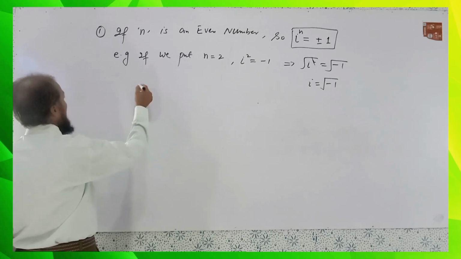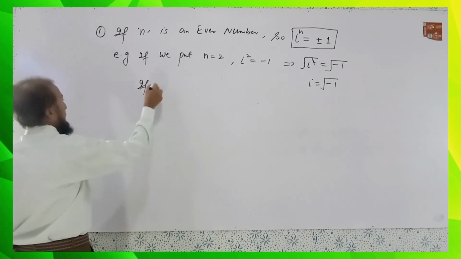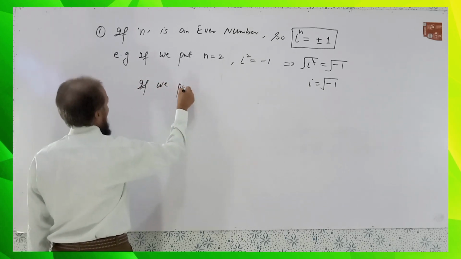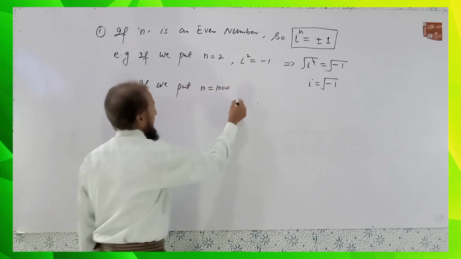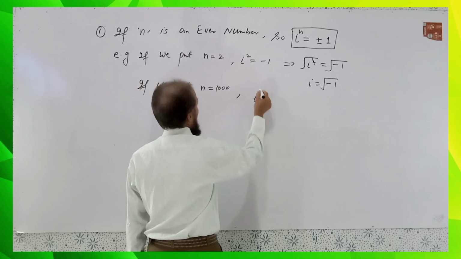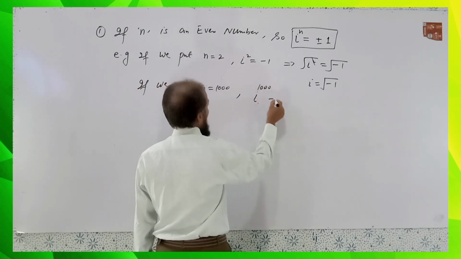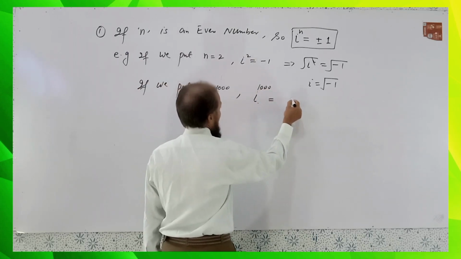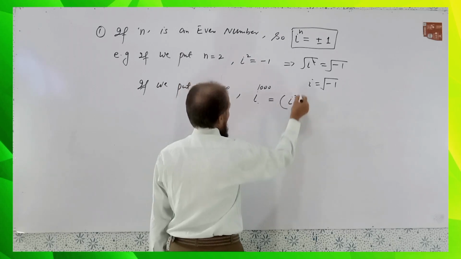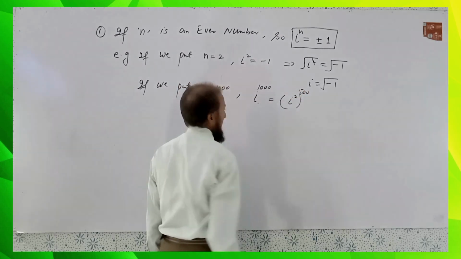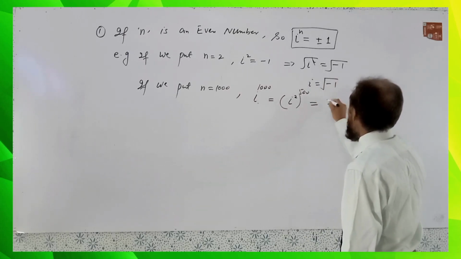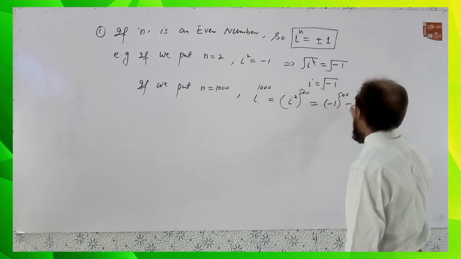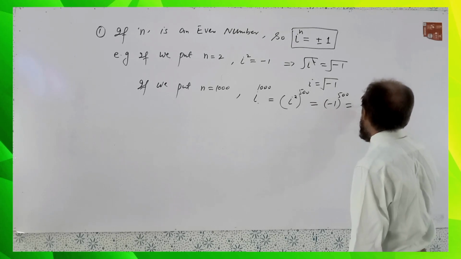So now, for example, if we put n equal to 1000, how can we derive this? Iota to the power 1000. We can write it as iota square whole to the power 500. So iota square is equal to minus 1, and minus 1 to an even power gives 1.